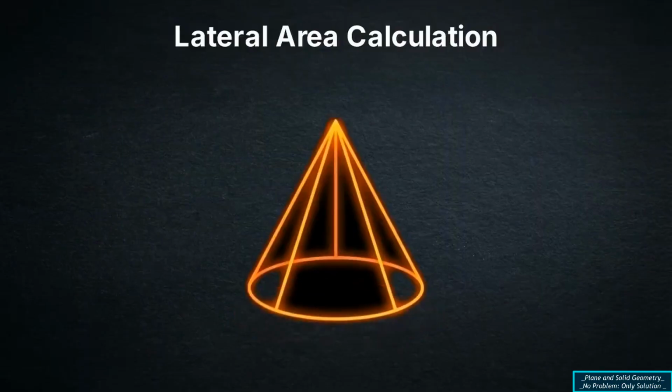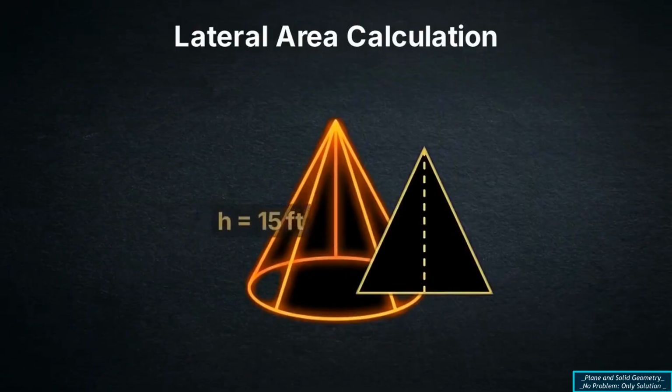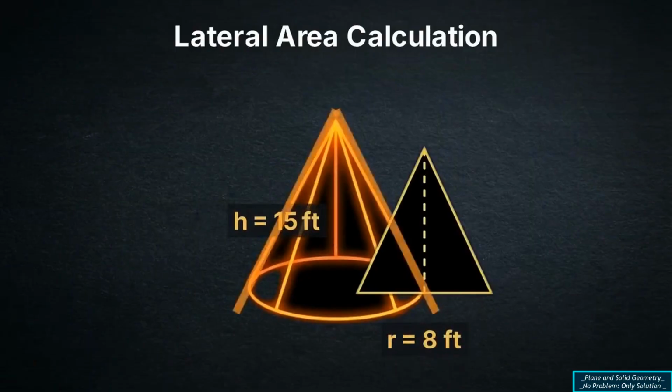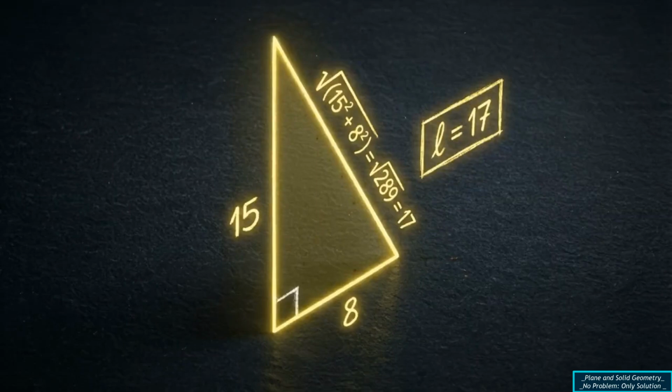In step 1, we use our given dimensions. We have an internal height of 15 feet and a radius of 8 feet. To find the required slant height for the canvas, we apply the Pythagorean theorem. Squaring 15 and 8 allows us to find the root and determine that the slant height is 17 feet.